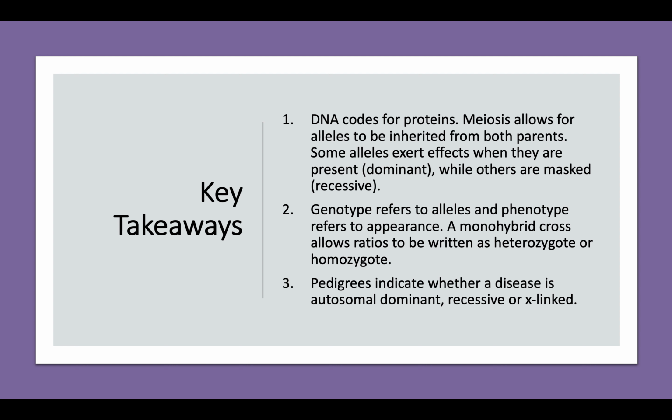Number two is that a genotype refers to alleles and a phenotype refers to appearance. A genotype refers to genes, a phenotype refers to what we see on the outside, and a monohybrid cross allows ratios to be written as heterozygote or homozygote, which we covered in the monohybrid cross page. The last one here is that pedigrees indicate whether a disease is autosomal dominant, recessive, or X-linked.